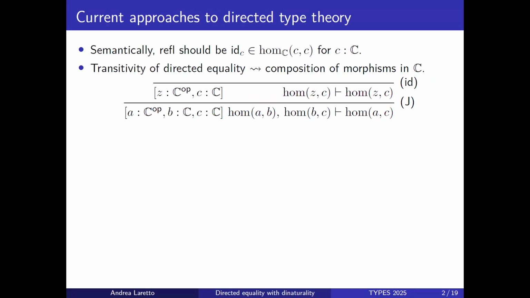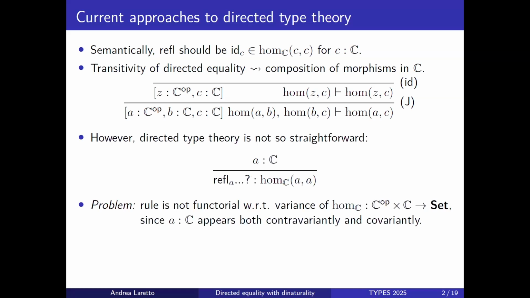So this is what your rule should be, right? J allows you to get stuff for free, so you would expect that you can get something like this, right? You want to prove this down below, and it suffices to prove it in the case where A and B are the same. Now, as Fernando was telling you, directed type theory is not so straightforward. For example, in the case of REFL, you use A here on both sides, but hom takes a contravariant value on the left, right? So it doesn't really make sense. Here, you have the same problem. Here, you have B of type C, and then here on the left, you must use B again, but it doesn't have type C op, right?